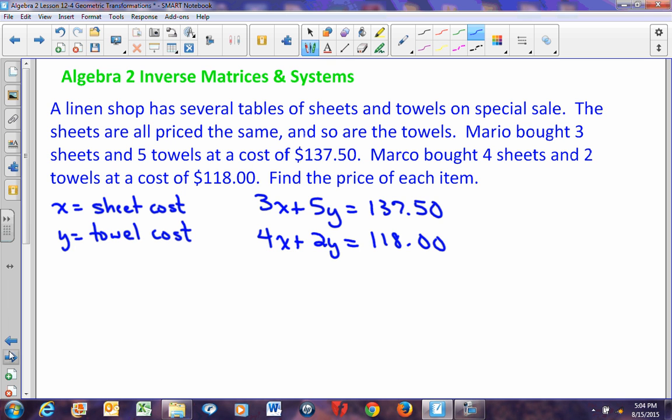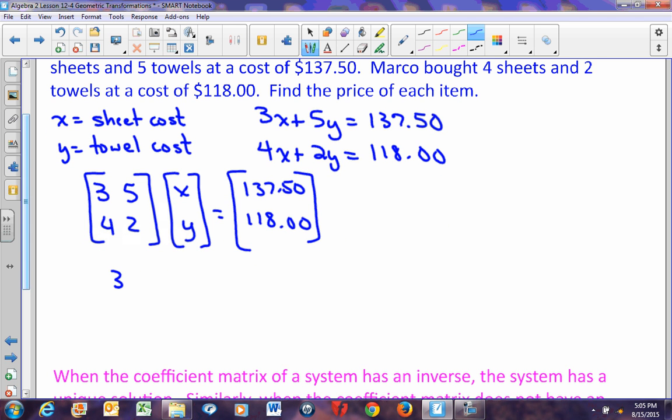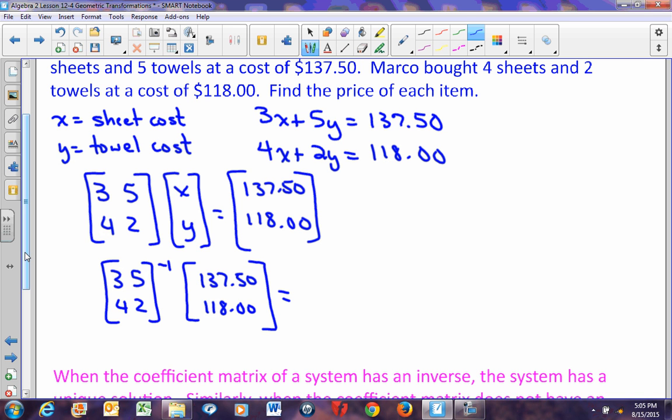Now remember before in Algebra 1, we took these two equations and we solved them by substitution or elimination. Now I can stick them into a matrix. So my matrix is 3, 5, 4, 2, times x, y, and that's going to equal 137.50 and 118. So to solve this, the inverse of A, so 3, 5, 4, 2, the inverse of this times 137.50 and 118. Put that in the calculator, and you should be able to quickly solve this. That will give you x, y.